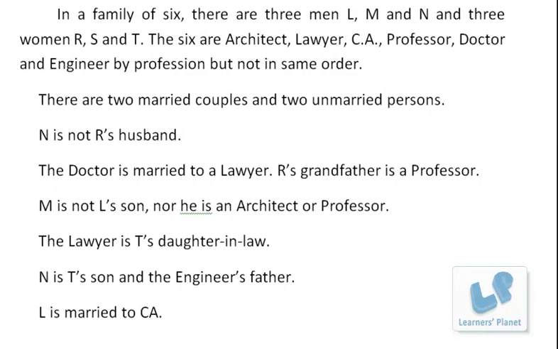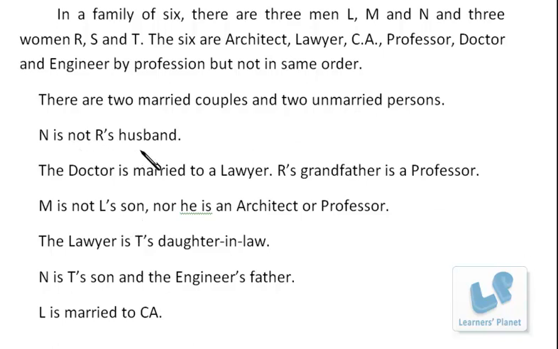Now friends, let's solve this interesting puzzle. 4 questions follow with this set of questions. In a family of 6, there are 3 men, L, M, N, and 3 women, R, S, T. The 6 are architect, lawyer, CA, professor, doctor, engineer by profession, but not in the same order. Now there are 2 married couples and 2 unmarried persons. So we have to find out each and everyone's profession as well as their family status, right? So we have to draw a family chart. Now let's begin to do this.